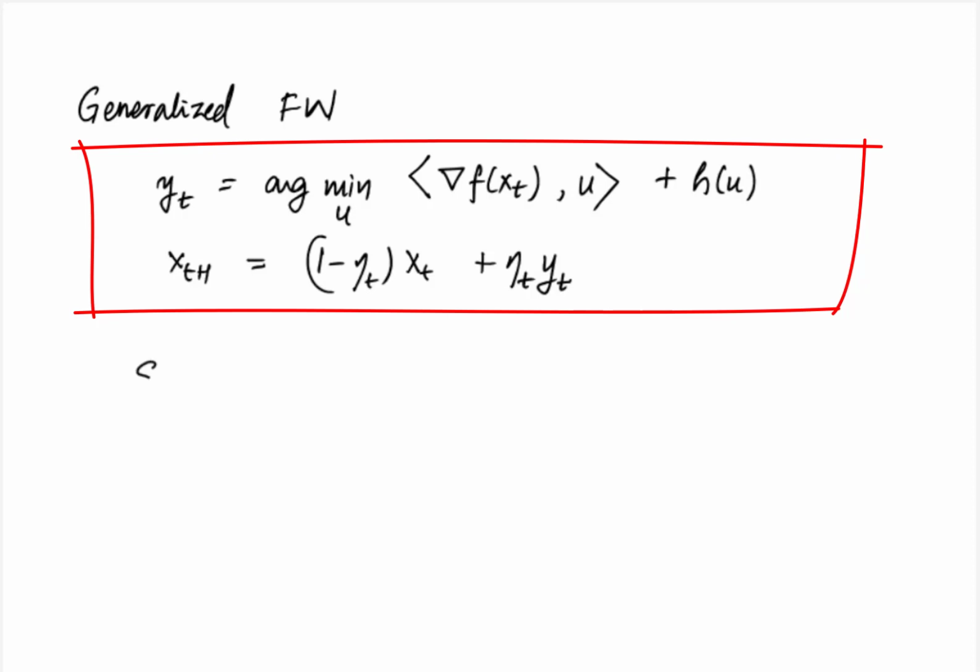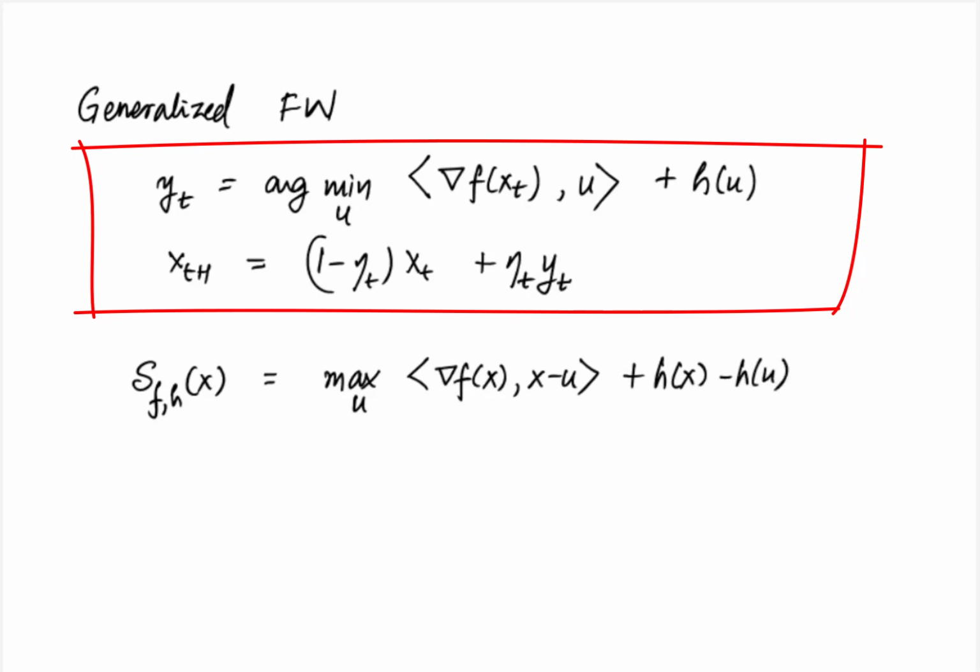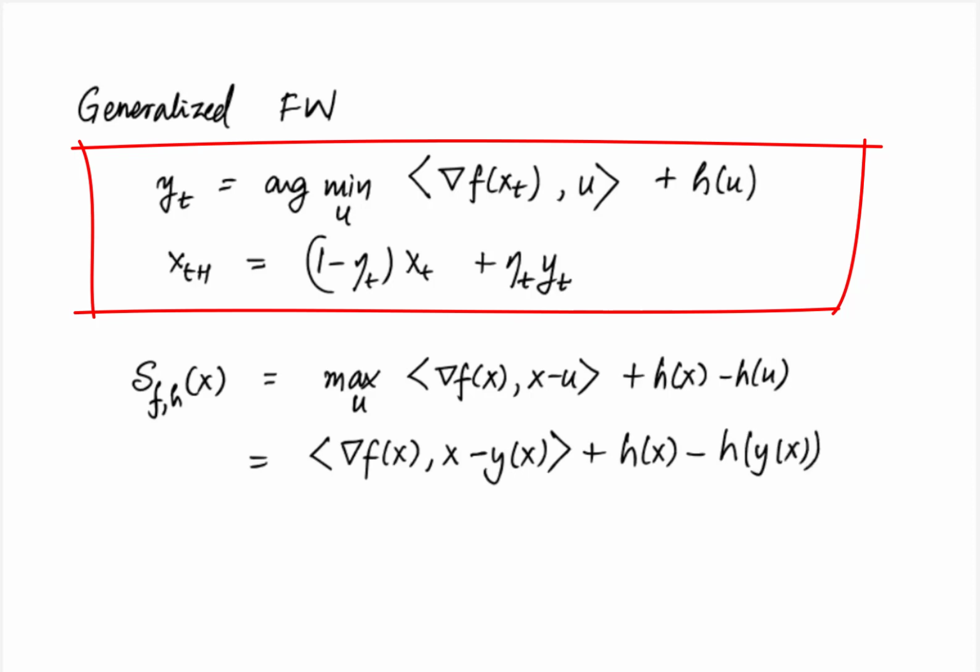So here it would be defined as S of f comma h of x equal to max over u of inner product of gradient f of x comma x minus u plus h of x minus h of u, which can be written as inner product of gradient f of x comma x minus y of x plus h of x minus h of y of x, where y of x is defined as argmin over u of inner product of gradient f of x comma u plus h of u.